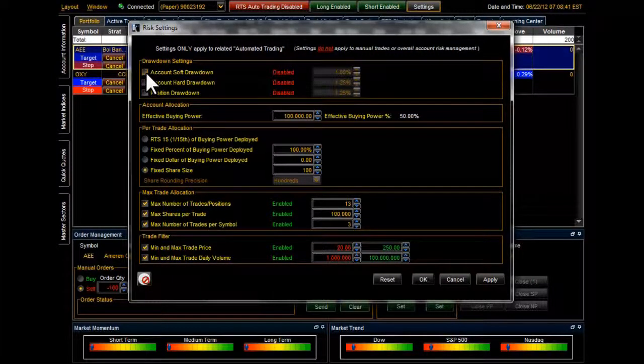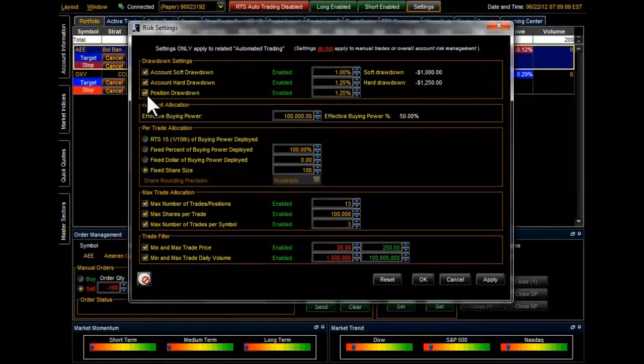The account soft drawdown, when enabled, will limit your net liquidity exposure. When and if this dollar or percentage amount is reached, RTS will prevent any additional trades from occurring. Account hard drawdown, when enabled, is similar. However, when it reaches that percentage or dollar amount, it will automatically close all positions and shut down for the day.